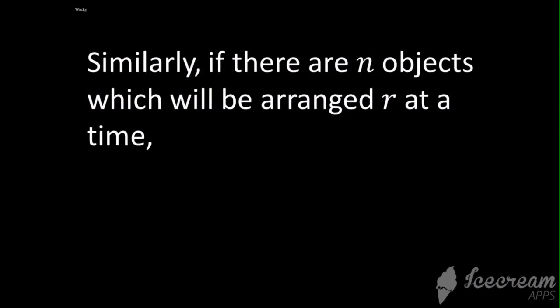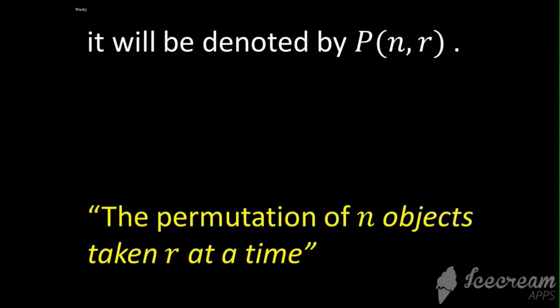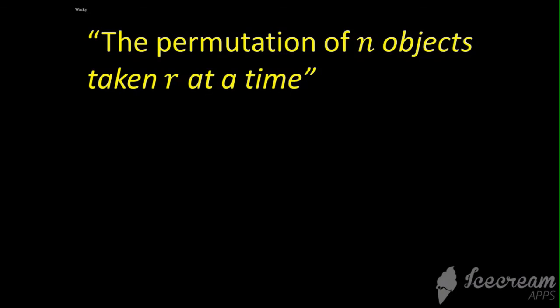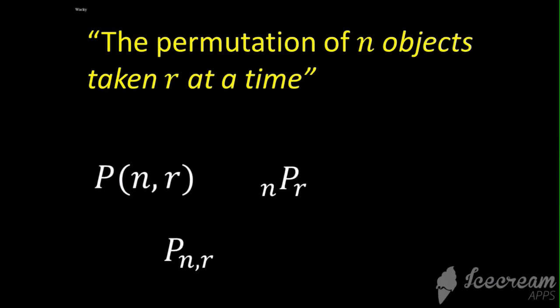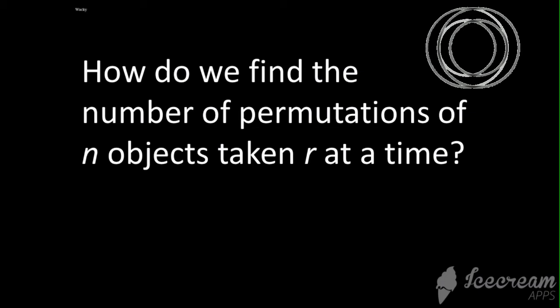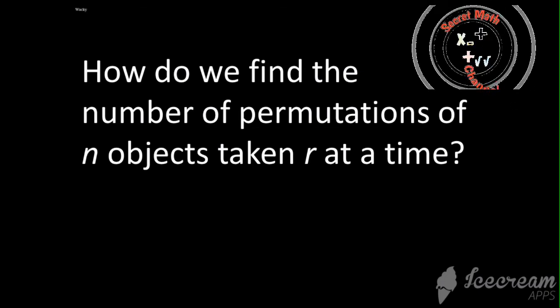Similarly, if there are n objects which will be arranged r at a time, it will be denoted by, this is read as the permutation of n objects taken r at a time. The permutation of n objects taken r at a time can be denoted by any of the following. How do we find the number of permutations of n objects taken r at a time?